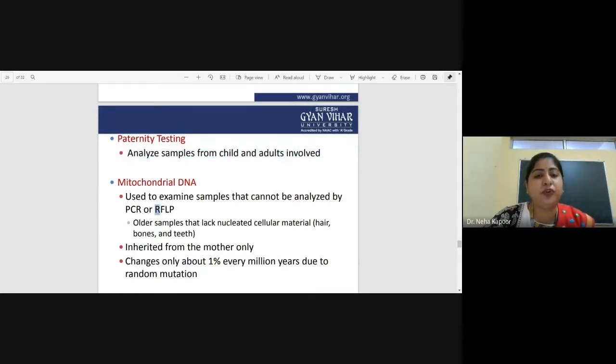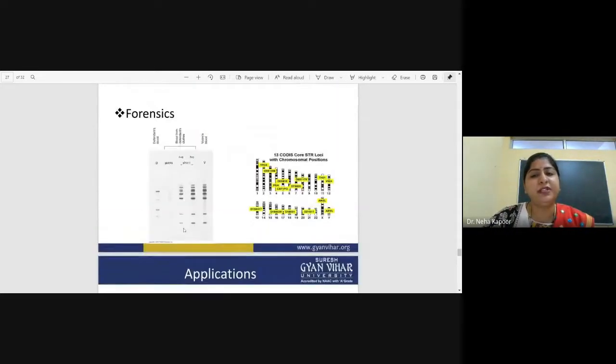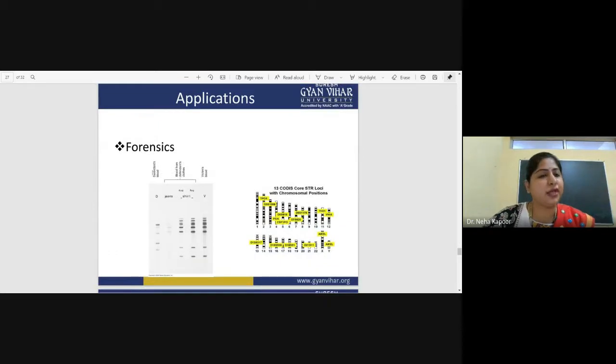We can use mitochondrial DNA if the samples cannot be analyzed by PCR or RFLP, because all of this mitochondrial DNA is inherited from the mother. That means the particular kid inherits it from the mother. Due to some random mutation the sequence may vary, but the rest remains the same. So it is very useful in forensics.